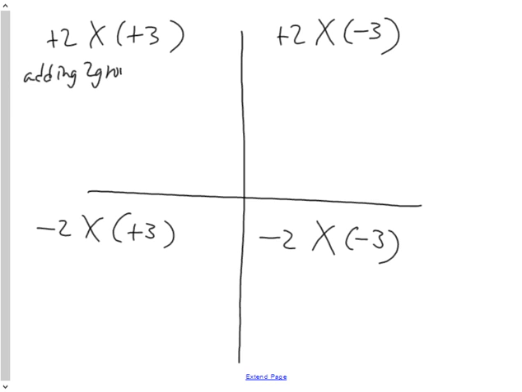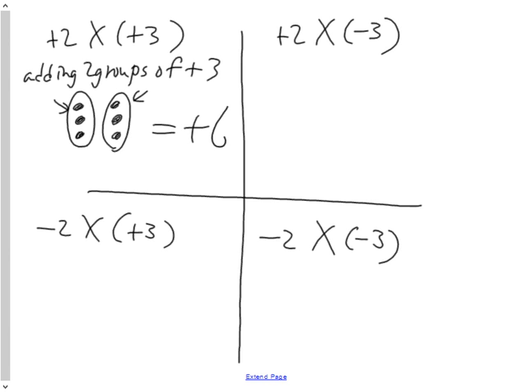2 groups of positive 3. And if I'm adding 2 groups of positive 3, there's one group of positive 3 that I'm going to add to the 0. I'm going to take another group of positive 3, and I'm going to add that. And I can see from my model, it's going to be adding a positive 6 when I add 2 groups of positive 3.